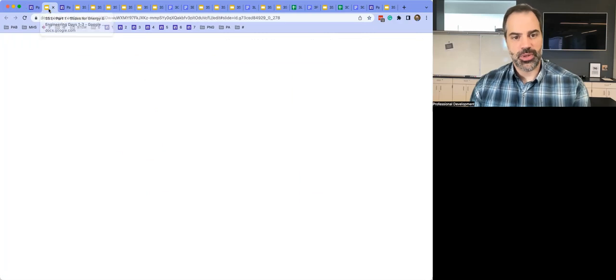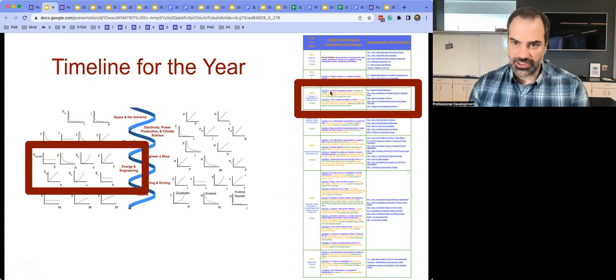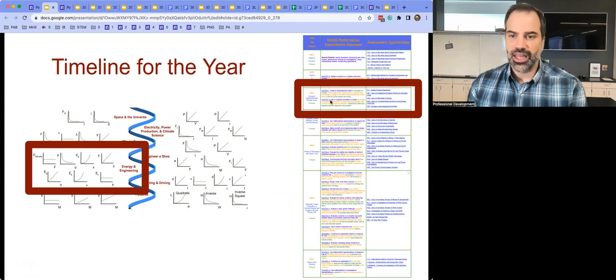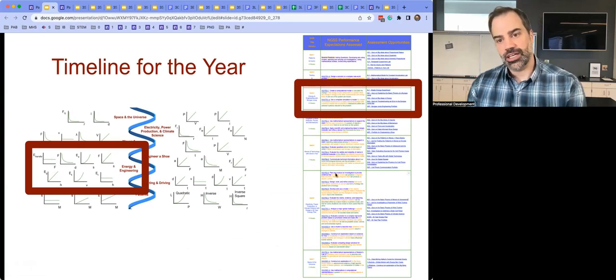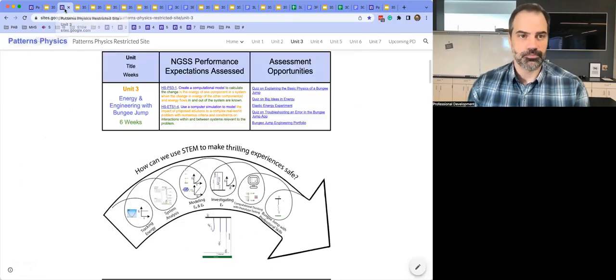To situate it in the whole year, let's zoom into the timeline. Again, you can see what patterns are reoccurring here in the energy and engineering unit, and then also the whole year. You're starting to see that the performance expectations are increasing, and these are big ones. These take time to develop and lay the groundwork to increasingly take on more performance expectations in each unit.